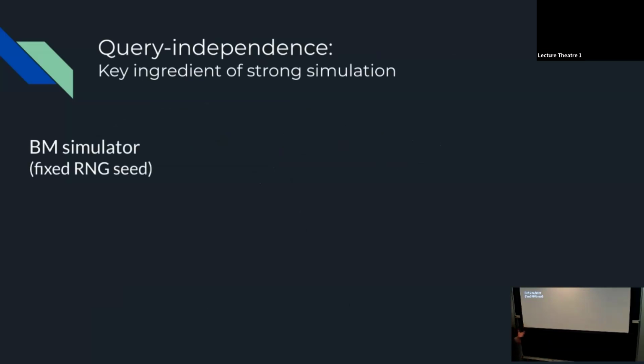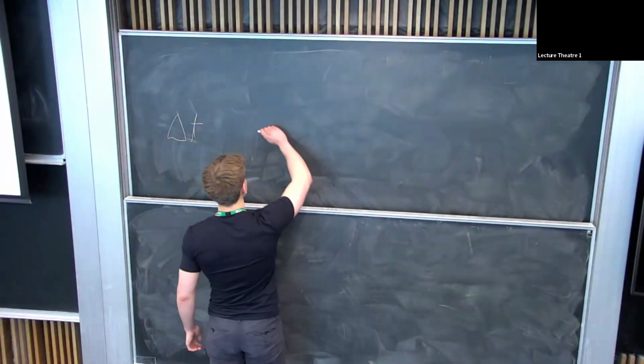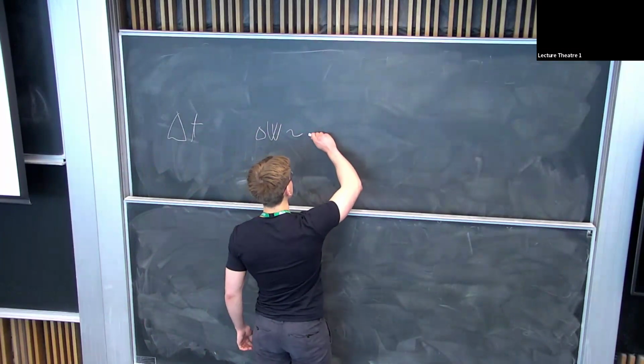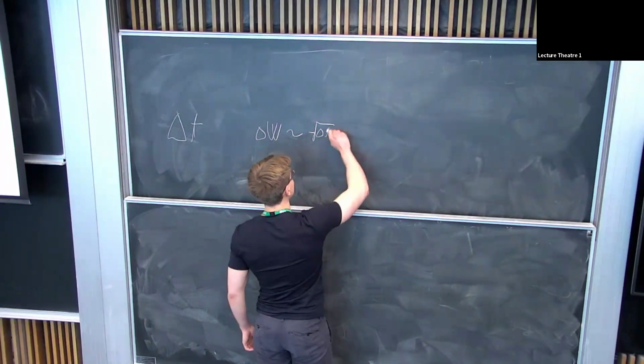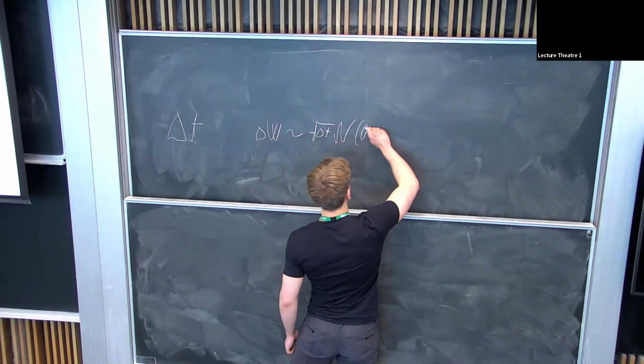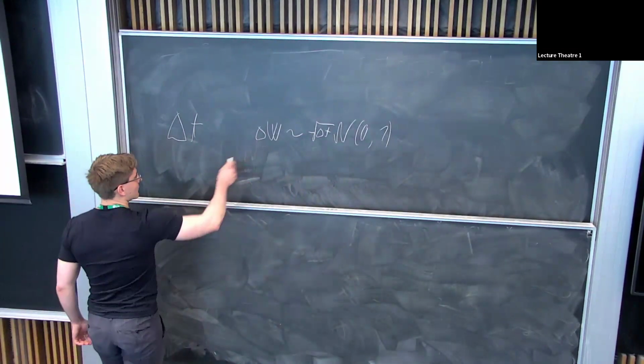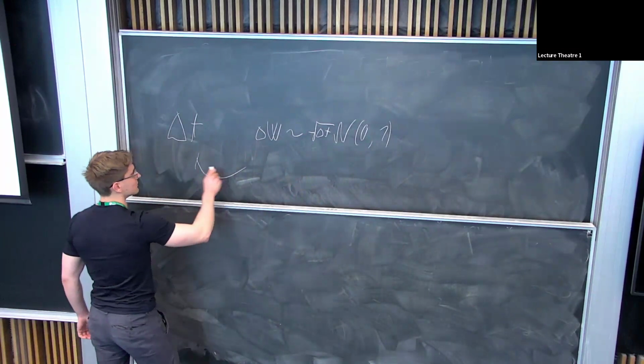Picture how you'd usually generate Brownian motion. The way it's usually done, like Desmond said, is you have your delta t, and you generate delta W as root delta t times normal of 0, 1. Okay. And that's for each step. You just do this.